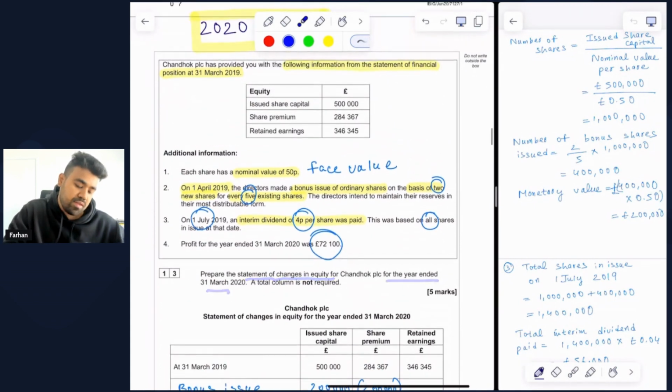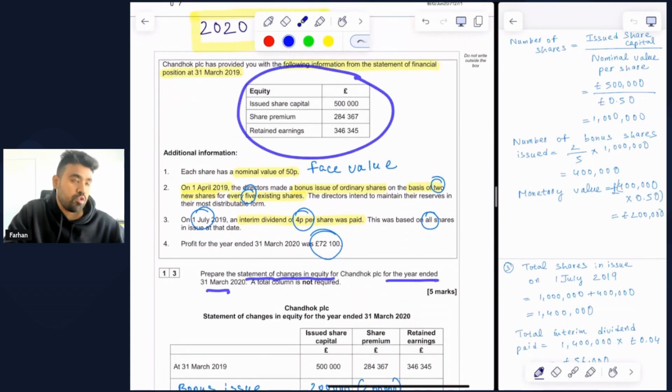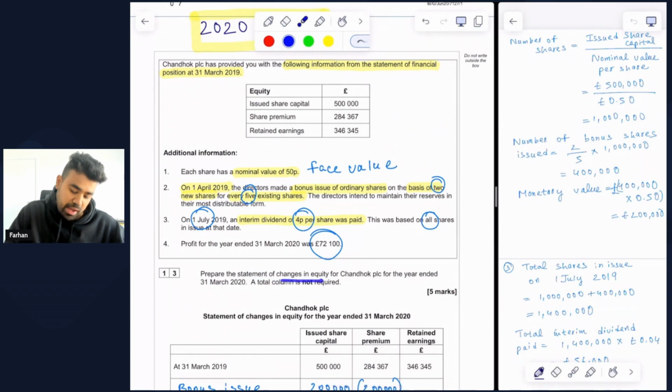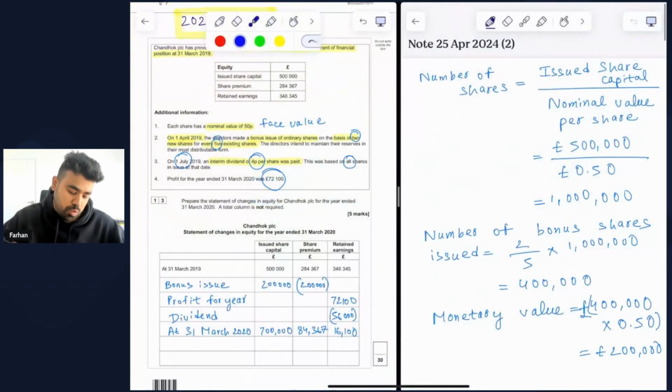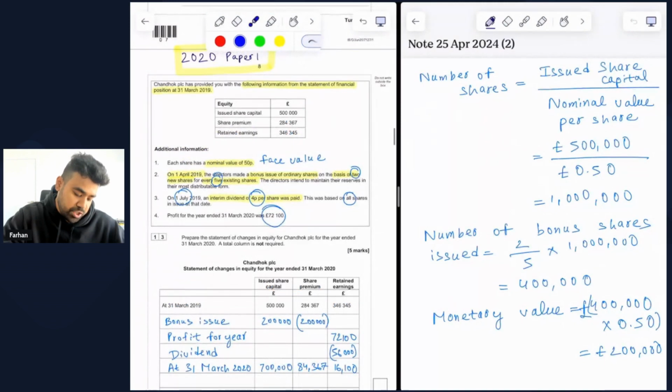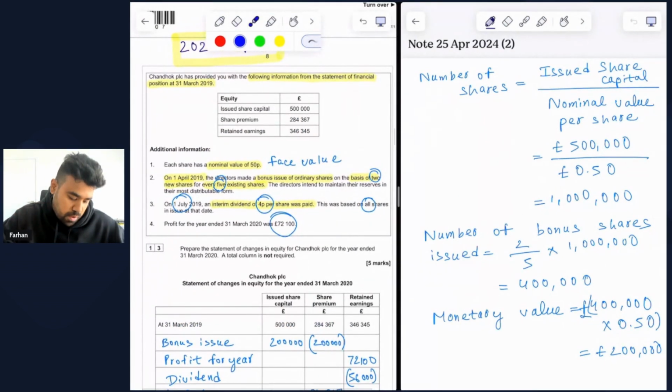So all these balances that are given here refer to the opening balance at 1 April 2019, and we are preparing the statement of changes in equity for the year ended 31 March 2020. So on the right-hand side of the screen, you will see that I've done all the workings, which starts with the additional information. So let's go into all those.